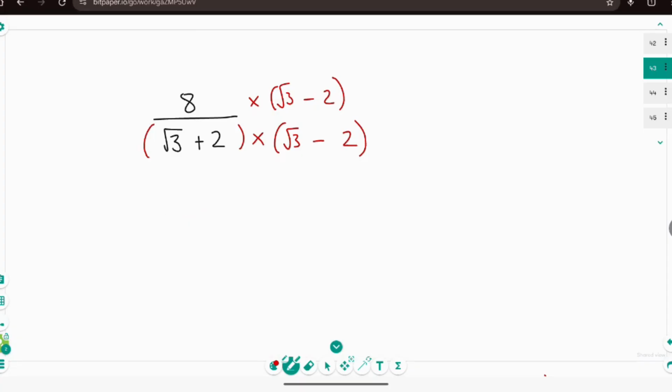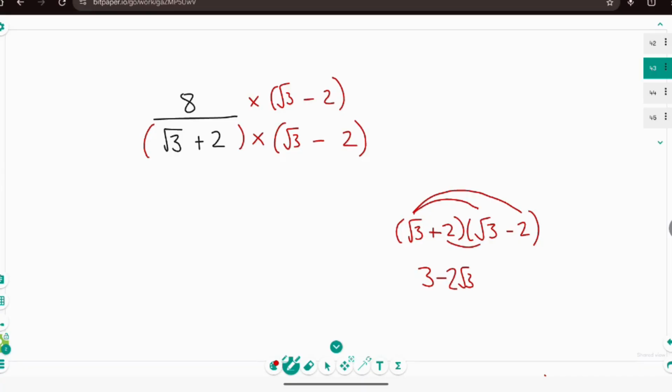Maybe I'll work it out. Right, we'll do the denominator first. I'll kind of do this as an aside so you can see why it makes the denominator rational. Root 3 times root 3, 3. Negative 2 times root 3, negative 2 root 3. 2 times root 3, 2 root 3.